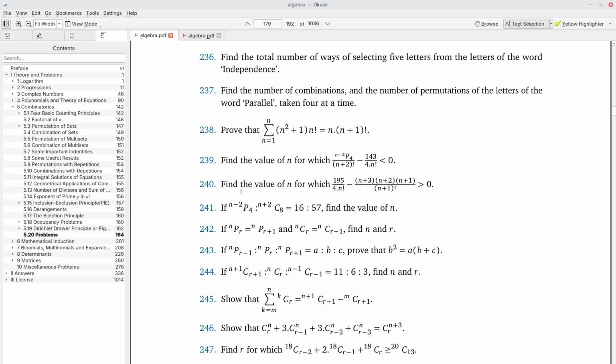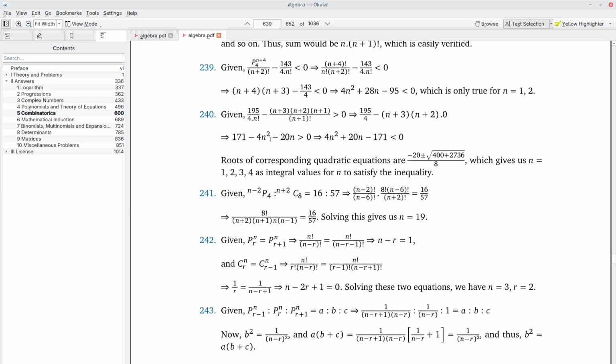Question 240 says that find the value of n for which 195 by 4 into n factorial minus (n + 3) into (n + 2) into (n + 1) divided by (n + 1) factorial is greater than or equal to 0. So here what we do is we take n factorial common and send it to the right hand side to get multiplied with 0. So we get 195 by 4 minus, n plus 1 will get cancelled here, (n + 3) into (n + 2), this should be greater than 0.